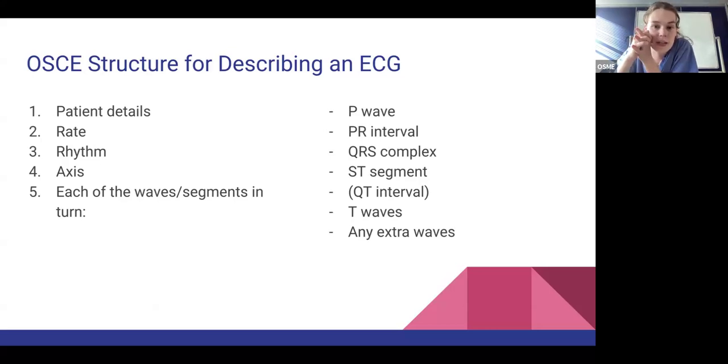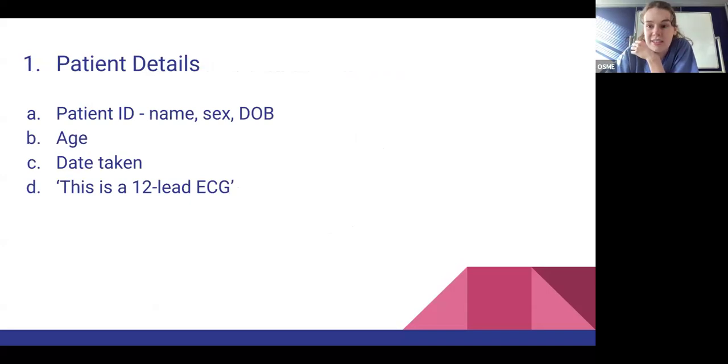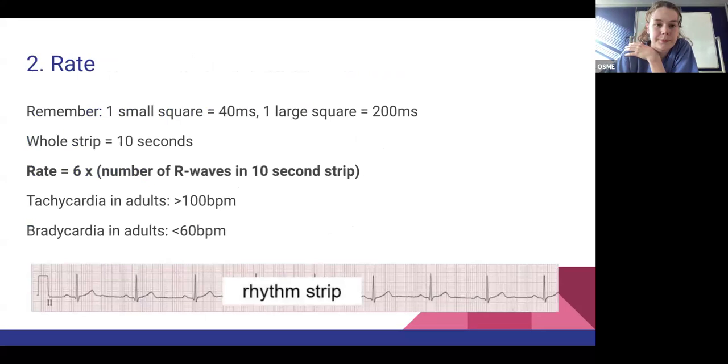So you're going to start with the patient details, as you always do, and you're just going to say, this is a 12-lead ECG taken of Janice Brown. She's a 64-year-old woman, born on this date. This is the date it was taken. Bang, done. But make sure you say those things.